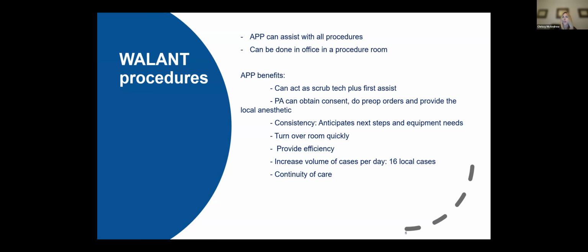They anticipate the next step. They know the equipment needs. They're there to help turn the room over. And overall, I think all of this, with improving the efficiency, helps to increase the volume of cases per day. Sometimes some of our surgeons are even doing about 16 local cases a day, because again, they have efficiency with having their APP with them in these procedures. And then again, that continuity of care.